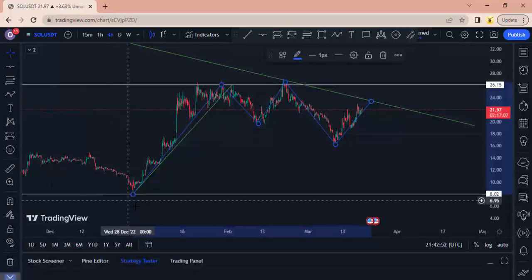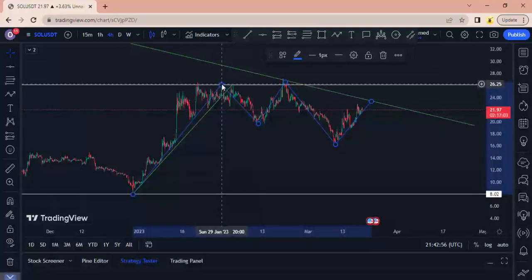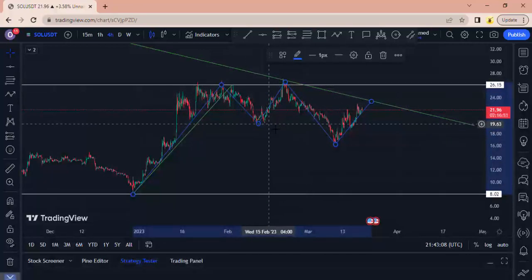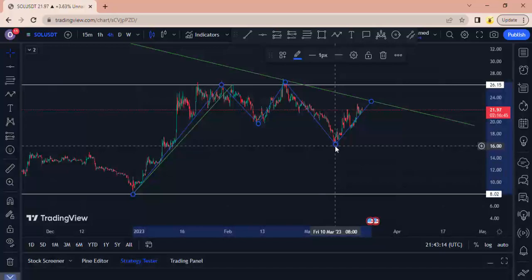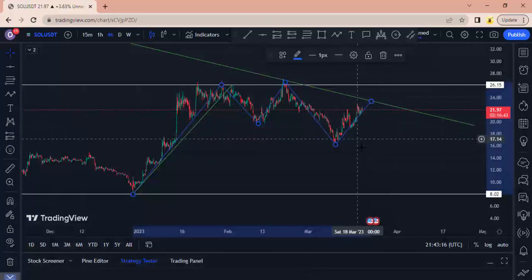So we can see that from this point to this point, if I label it point 1, it's an uptrend. That is why I have my trend line. From point 2 to point 3, it's a downtrend. I can put a trend line to it. From point 3 to point 4, it's an uptrend. I can put a trend line to it. From point 4 to point 5 is a downtrend. I can put a trend line to it. And then from point 5 to point 6 is an uptrend. I can put a trend line to it.